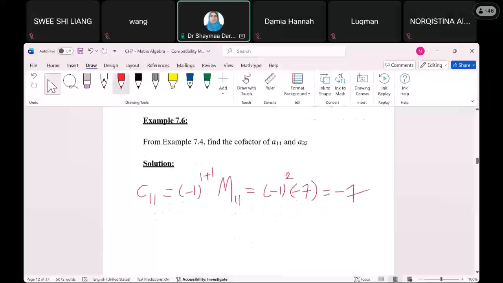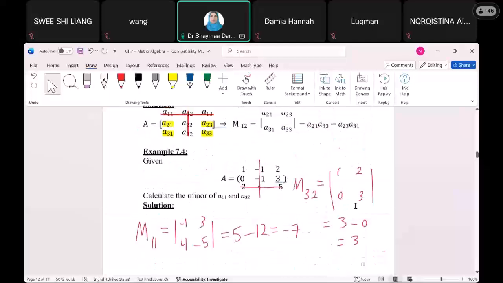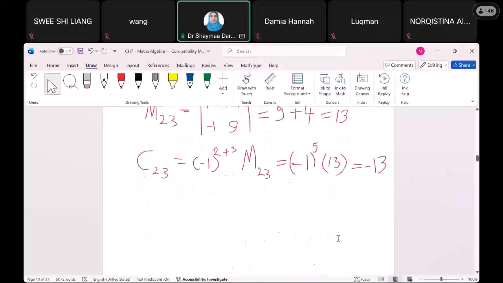Now to find the cofactor 3, 2, it will be equal to minus 1 to the power 3 plus 2, then the minor 3, 2. So minus 1 to the power 5. M32 is 3. M32 equal to 3.